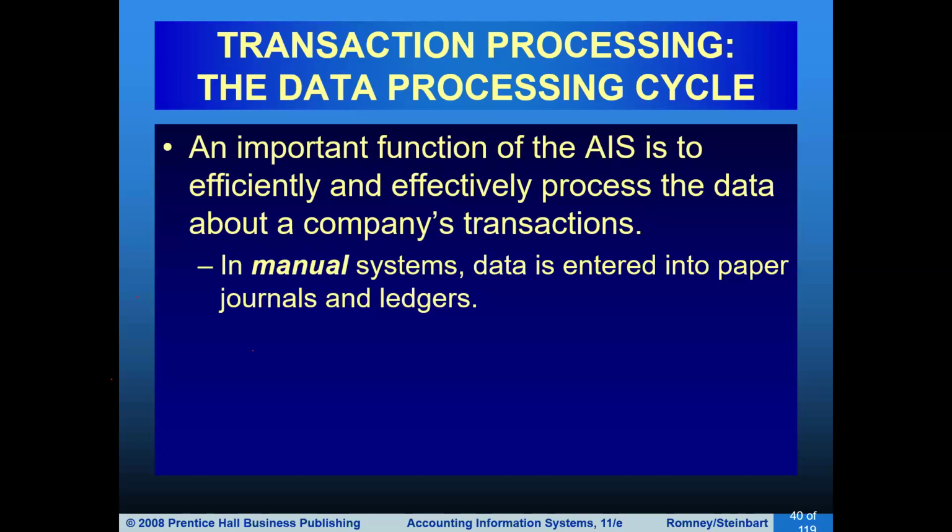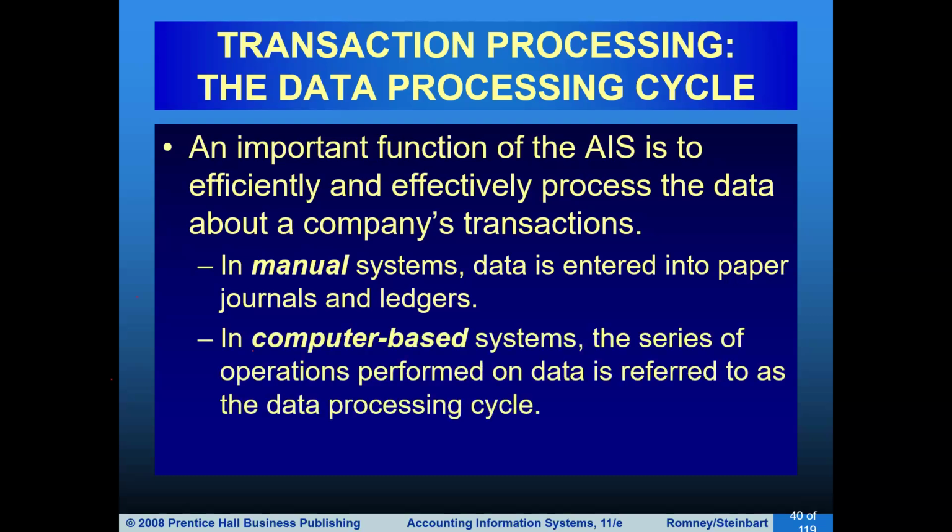In a manual system, data is entered into paper journals and ledgers. Usually, you start with the journals, then you go to the ledgers, right? That is the way. Then you go to the trial balance. That is the way we do all this processing. But in a computer-based system, these journals and ledgers are in electronic form. In a computer-based system, the series of operations performed on data is referred to as the data processing cycle.